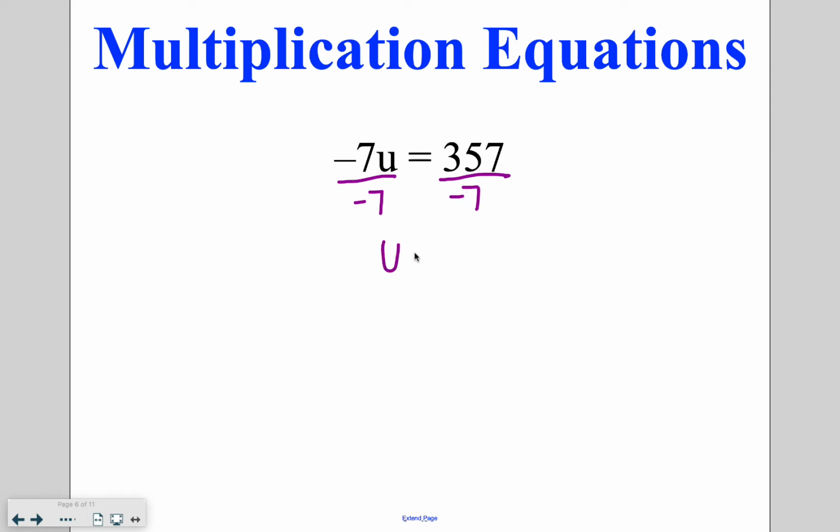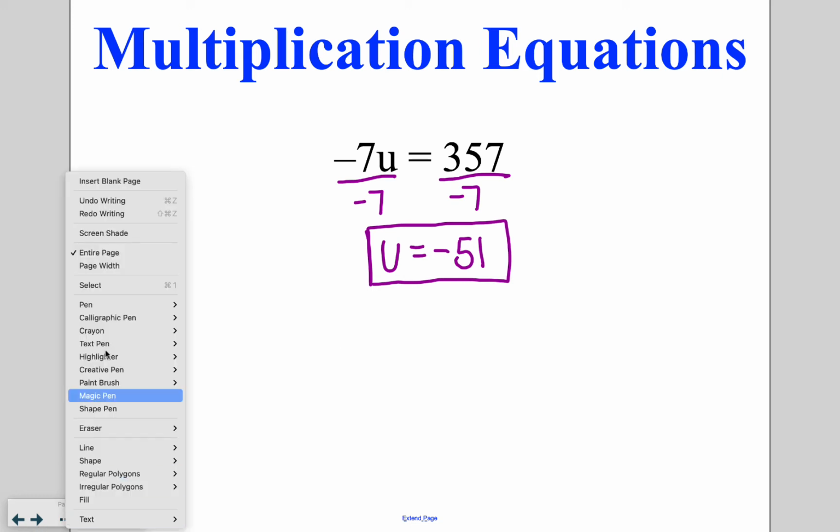So I've got u, or 1u, if you want to write that 1 in front of it, is equal to positive divided by a negative is going to be a negative. 357 divided by 7 is going to give me a negative 51 for my answer. Again, you could plug it back in, do negative 7 times negative 51, and you would get an answer of positive 357.